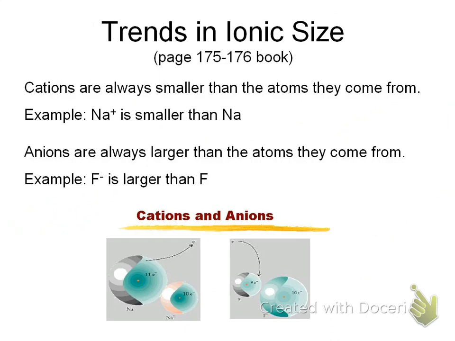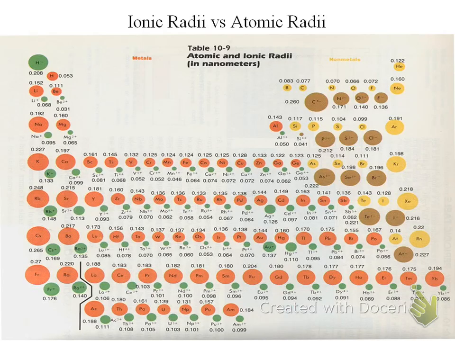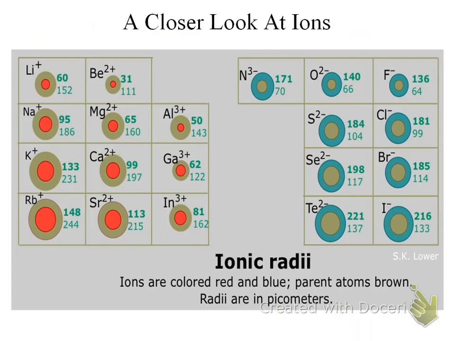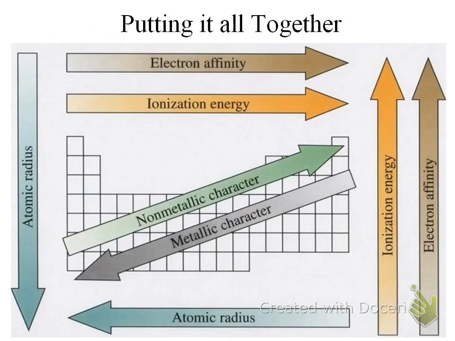Okay, I think I got one slide left maybe at the most. So here's sort of a picture. You don't have to memorize this. But it's just showing trends on ionic size and things like that. The differences between rubidium and rubidium plus and things like that. And this one I don't need you to pay too much attention to. So let's go to here, putting it all together.